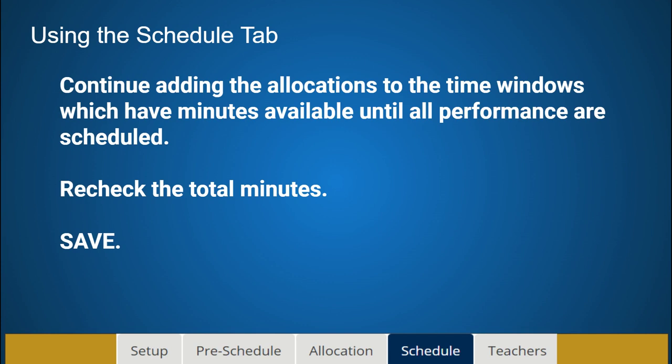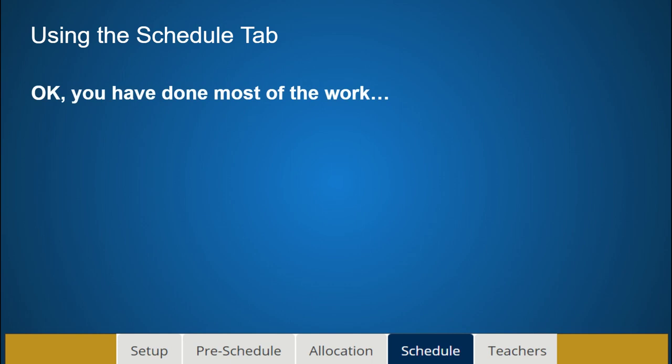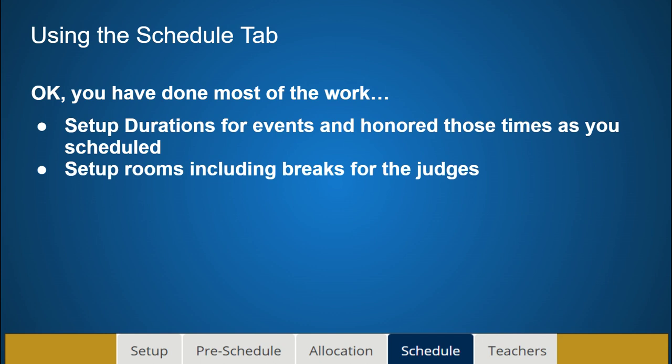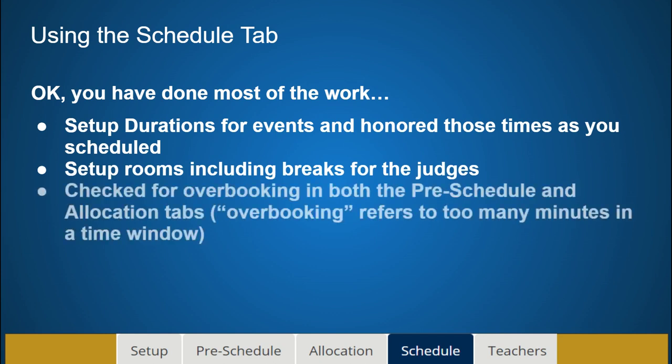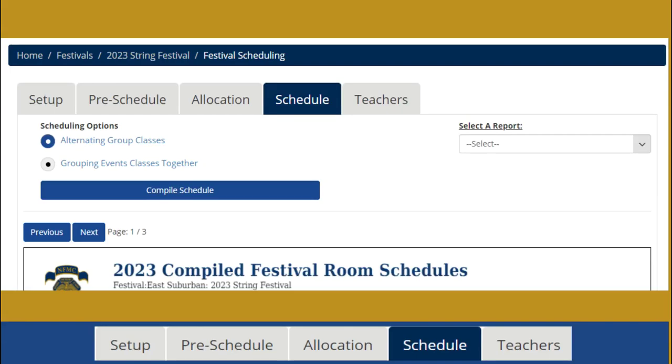So you've done most of the work. You've set up the durations for events and honored those times as you scheduled. You've set up your rooms, including breaks for the judges. You've checked for overbooking in both the pre-schedule and allocation tabs. And all performances are scheduled except for the theory registrations, and you know that they are waiting for you in the theory register. It is now time to move this to the schedule tab and compile the schedule.